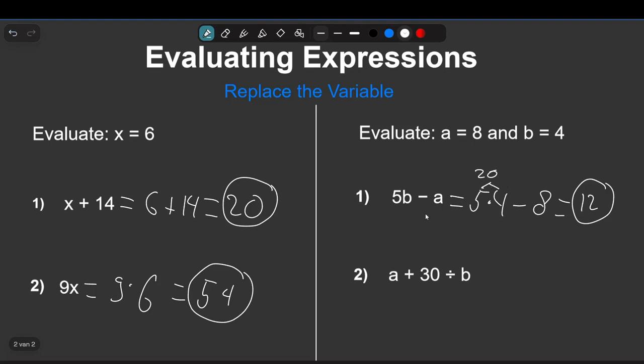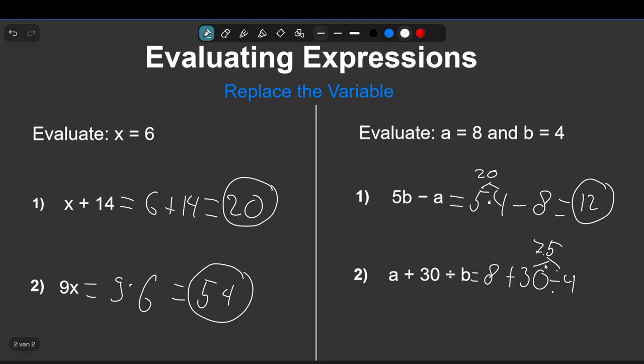So we're going to rewrite this problem. We have 8 plus 30 divided by b, which is 4. Of course, considering the PEMDAS rule, or the rule of operations, we first have to do 30 divided by 4. So we're going to do 30 divided by 4 first. 30 divided by 4 equals 7.5.